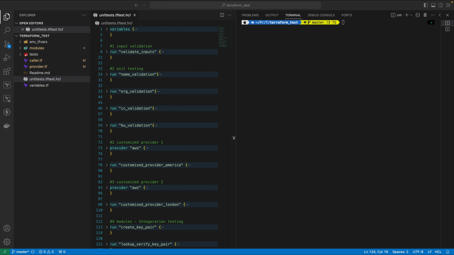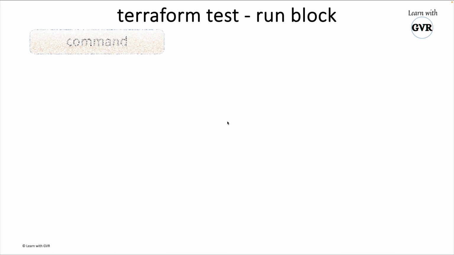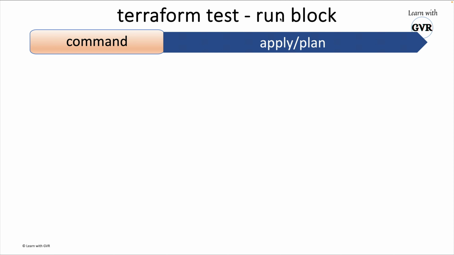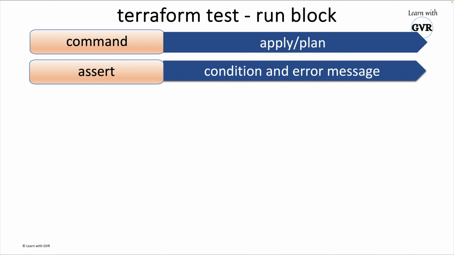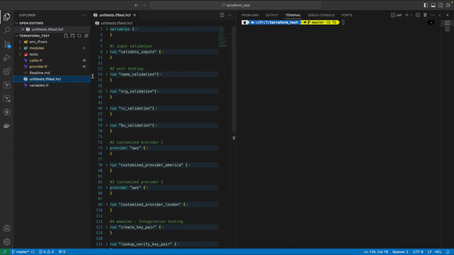So what exactly is inside the run block? Let's try to see. First is the command inside the run block. This is the primary command. In your run block you are running some test case, but how? With apply or plan, and apply is the default, please remember. Second, assert. You want to do an assertion, which is nothing but my test case having some condition and some error message. Whatever the condition and error message, you will define them in the assert command. I will show that in the demo, right?